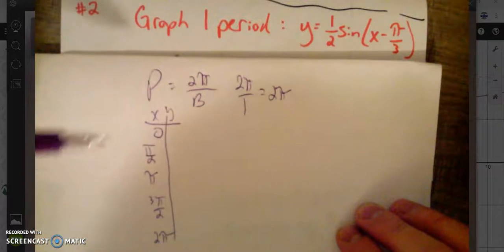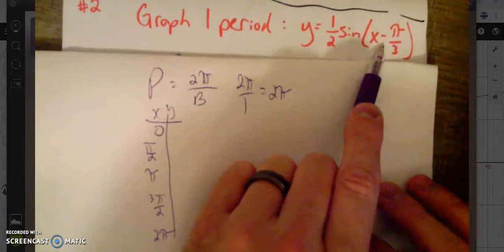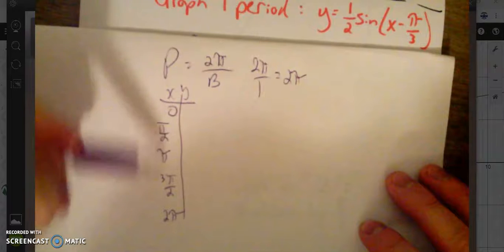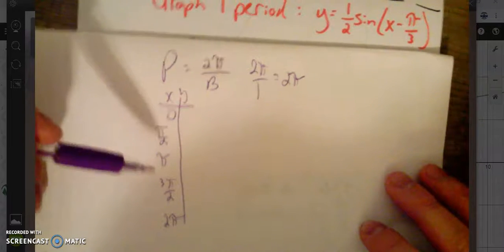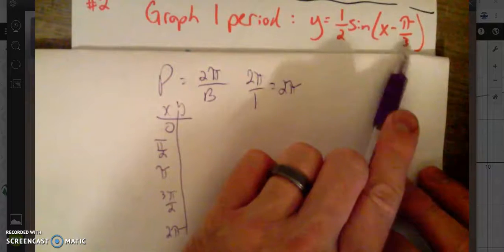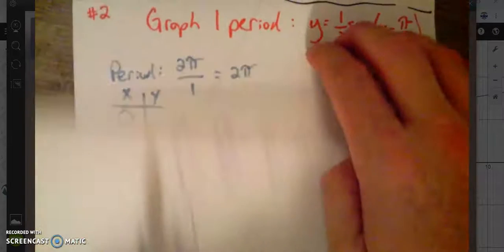What we have to do from this point is account for the fact we're moving all of our x points to the right pi over 3, which means we have to move all of these key values that we used on a simple one over pi over 3 by doing the opposite. The opposite of a minus pi over 3 is a plus pi over 3. We're going to add pi over 3 to all of those things.